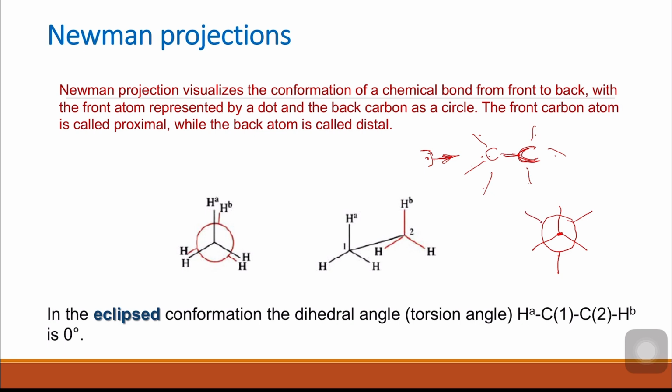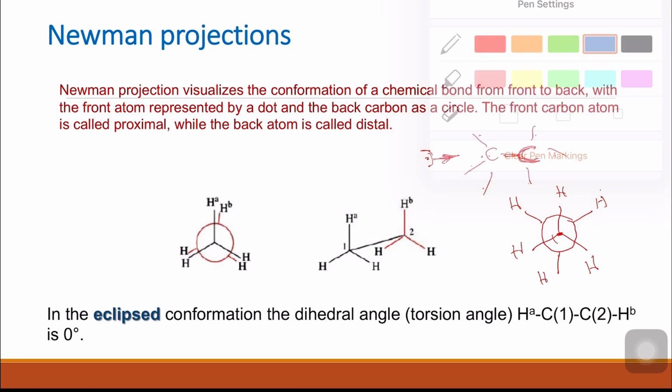Now let's have a look at this shape that we just drew. This is the Newman projection. As you see, all these hydrogens are away from each other. There is what's called the torsional angle or the dihedral angle. The dihedral angle here will be 60, which puts the hydrogens as far away from each other as possible.